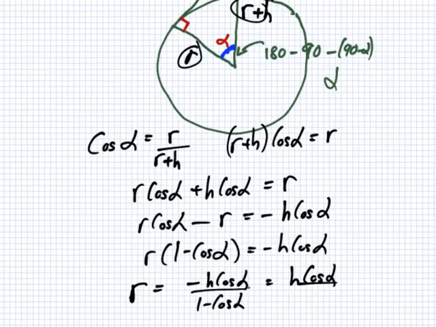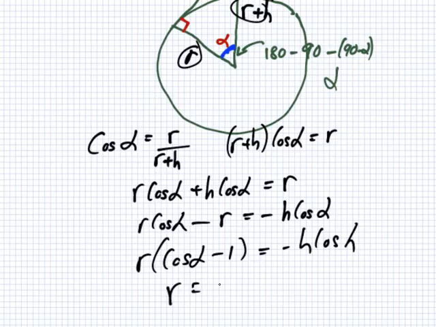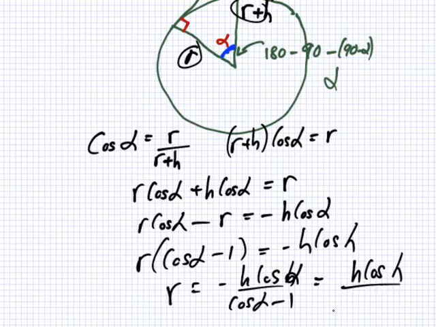Thank you. So, when I take it out here, this is R times cos alpha minus 1 equals minus H cos alpha. R equals minus H cos alpha over cos alpha minus 1. And now when I multiply the top and bottom by minus 1, I get H cos alpha over 1 minus cos alpha. And what did I have a minute ago? Cos alpha minus 1. So just switch them at the end then. Okay, write this one down and we'll have a look at another example.